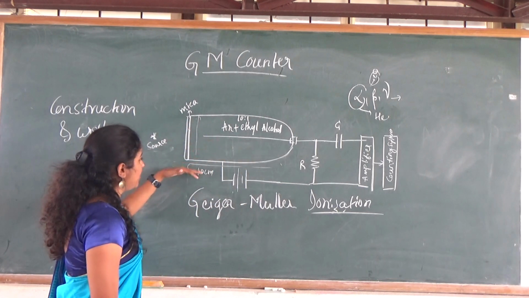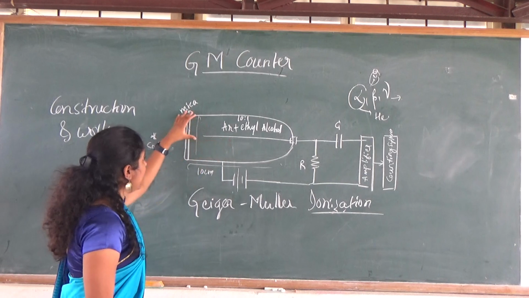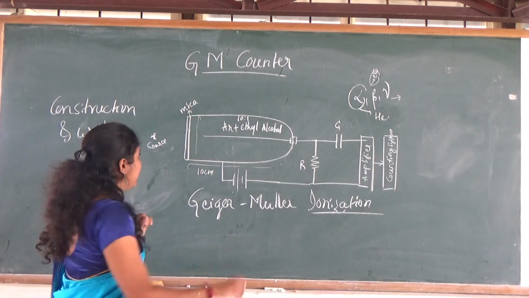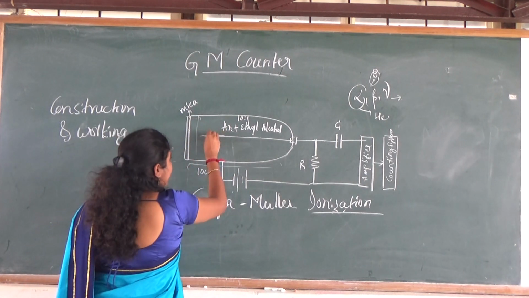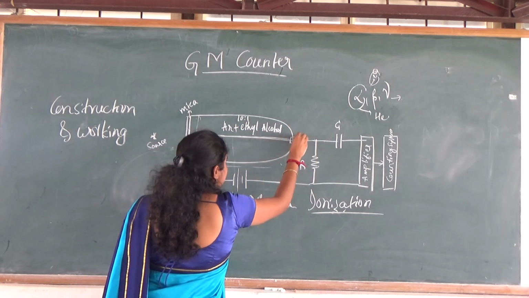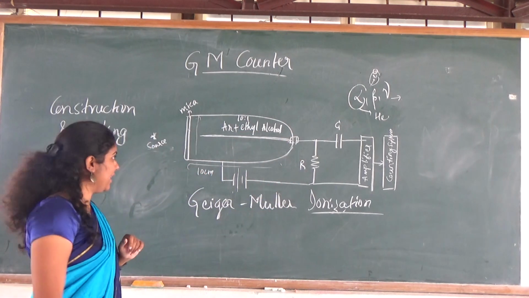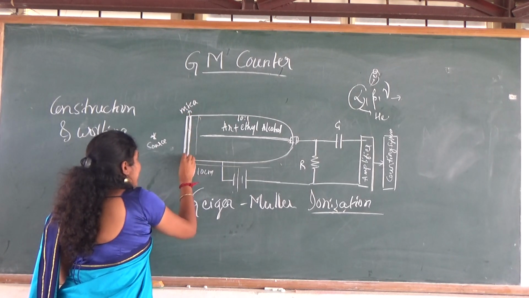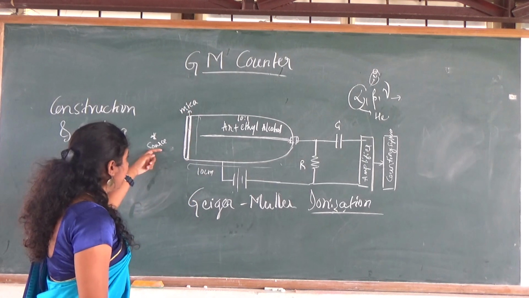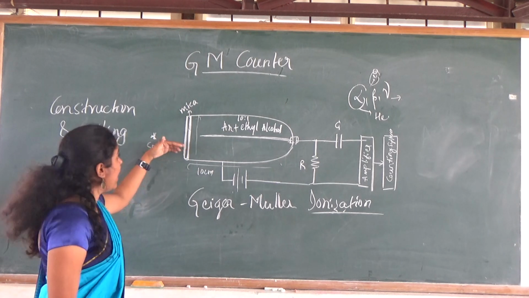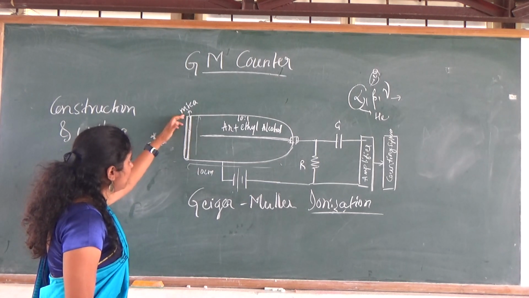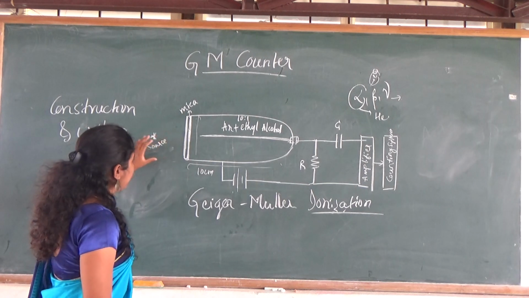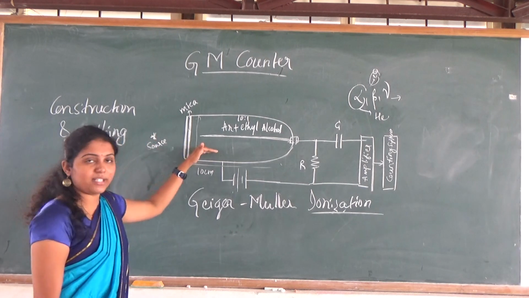This GM tube is 10 centimeter long and about 1 centimeter in diameter, and there is an anode wire along the tube. There is also a mica window, a window made for the radiation. Through this mica window, the radiation from the source will enter the GM tube.